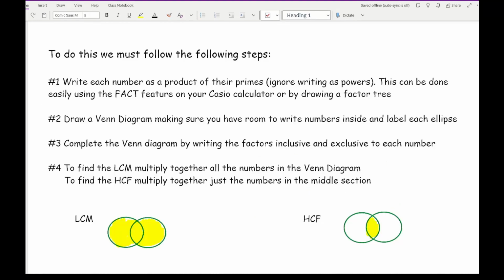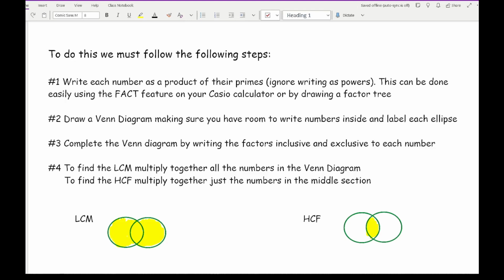Now, the following are the steps that you need to follow to find the lowest common multiple and the highest common factor by using a Venn diagram. Now, it might seem like a lot of steps and it might seem quite confusing and quite a tedious task to remember, but trust me, when we go through some examples, I'll hopefully make some clear understandings about these 4 steps, and you'll spot that actually they're not that bad to be able to do.